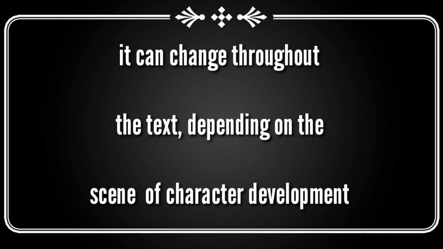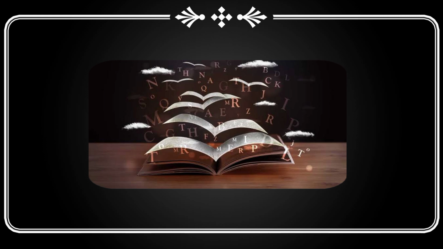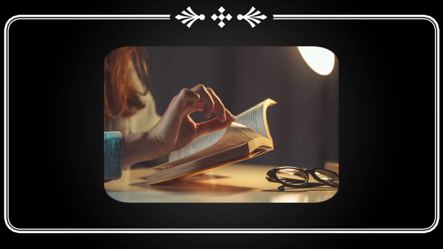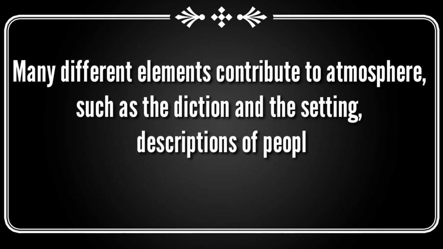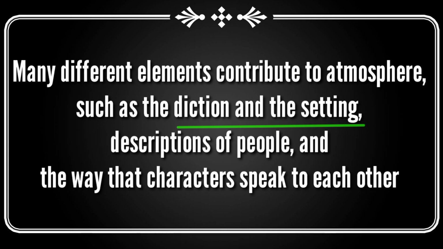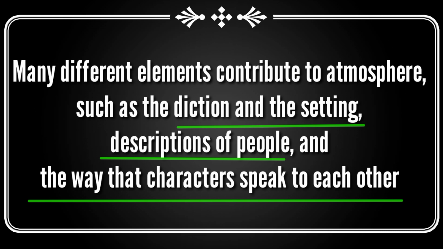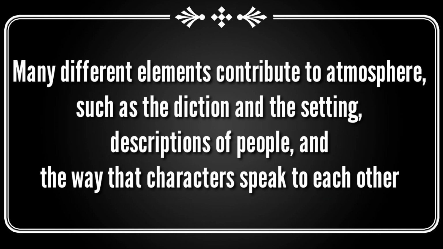The atmosphere is usually established very quickly in a work of literature. It can change throughout the text depending on the scene or the stage of character development. Atmosphere is a very important and necessary part of any writing genre, though it is not always intentionally created on the part of the writer. Many different elements contribute to the atmosphere: the diction and setting that the writer chooses, the descriptions of people and things, the way that characters speak to each other, and so on.